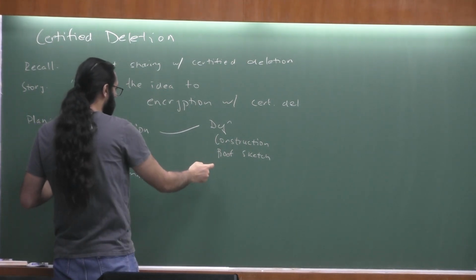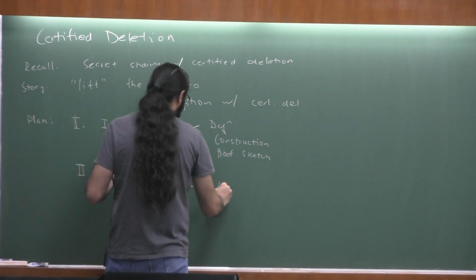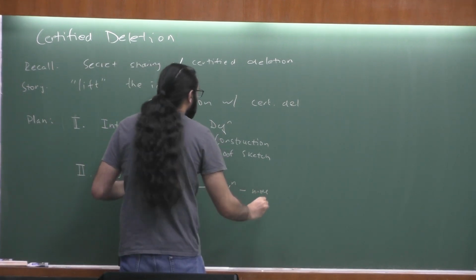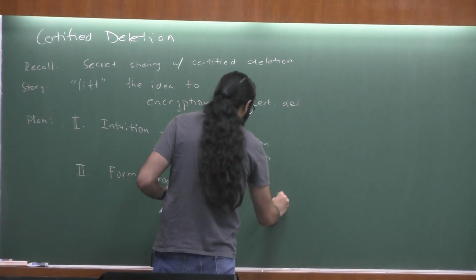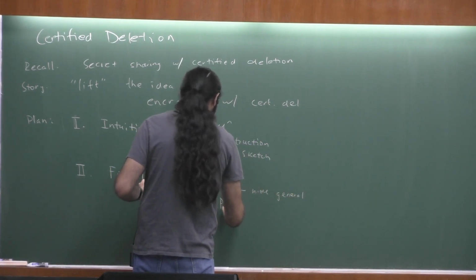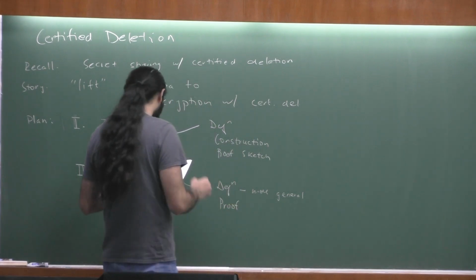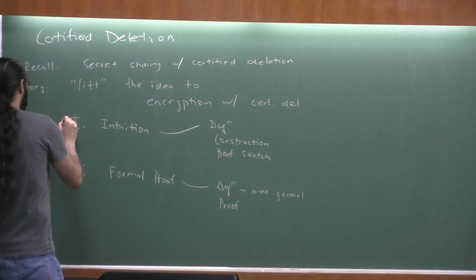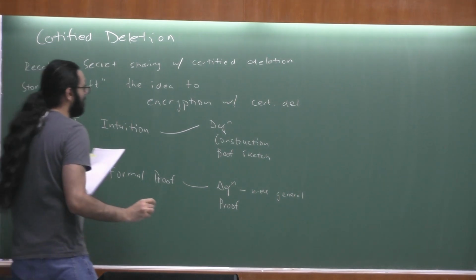And then in the formal proof, we can almost essentially just start with the definition. The definition would be slightly more general than just encryptions. So we'll see how that's formalized, and then we look at the proof. So that's the idea. Let's call this section 1, let's call this section 2. We'll start with section 1 now.